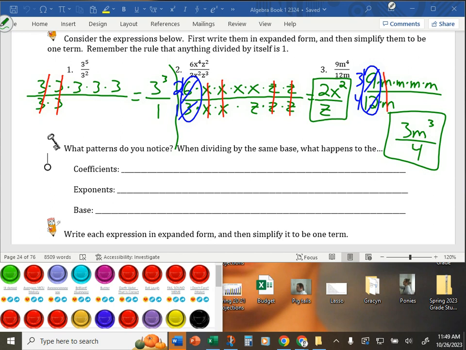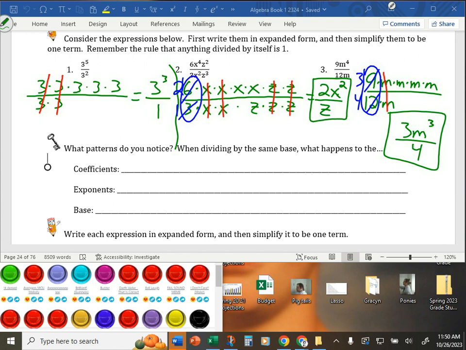Why is my z on the bottom? Well, because I still have a z down there, right? The 2 in the numerator canceled out, and so the z that's left being in the denominator, that's where that z is going to go. Okay. Why are my m's in the numerator in the third one? Well, because that's where they are. One of them canceled out, but the rest of them being at the top, they're going to stay at the top. Okay. Questions on this?